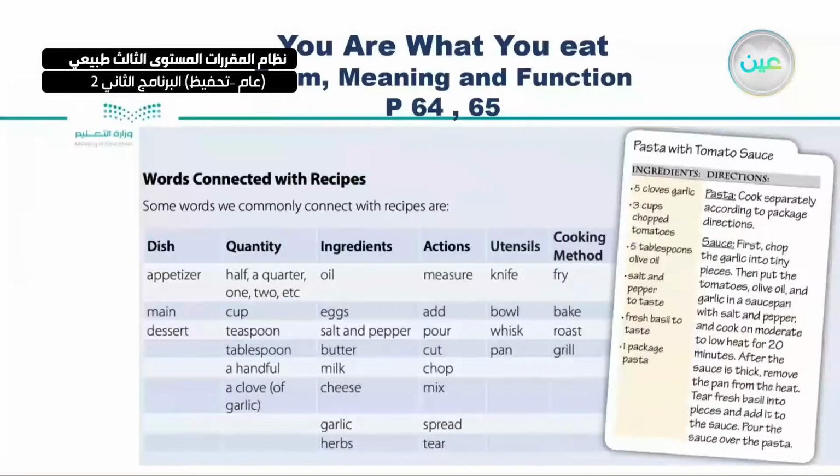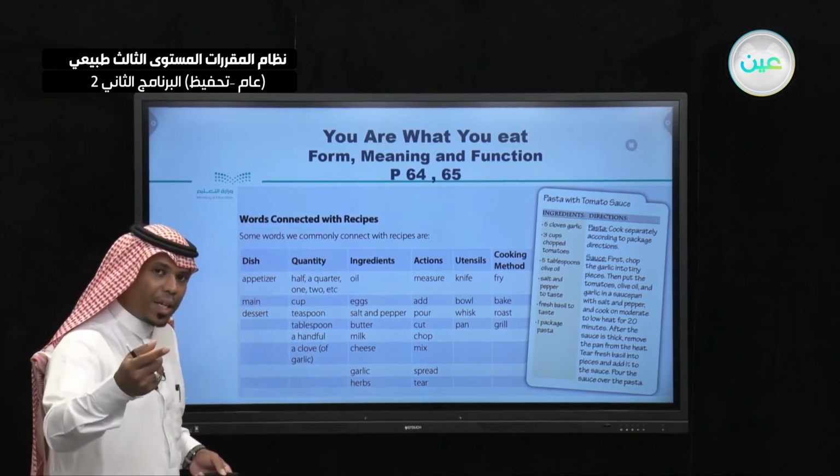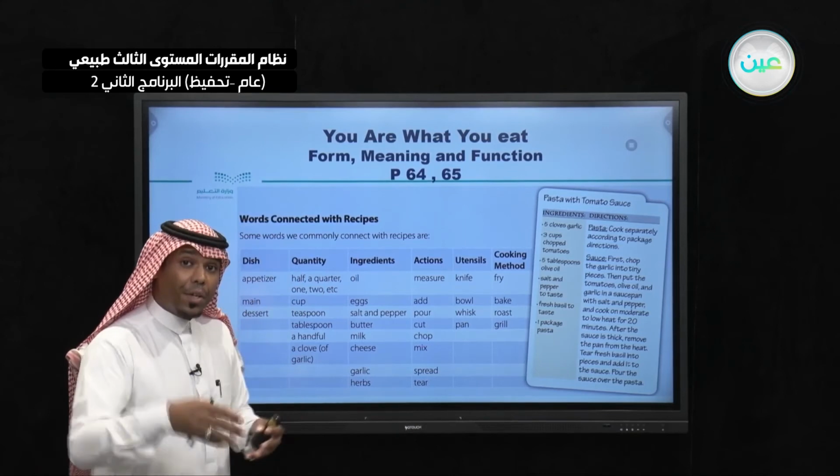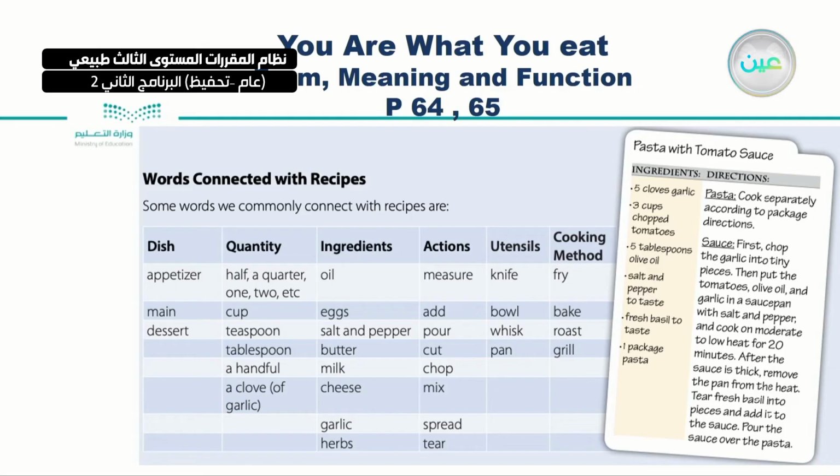Let's move now to the second point of our lesson today, which is words connected with recipes. Do you have some kind of recipes of your own? Very good, because if you do, today inshallah we will learn some words that might help you in preparing your recipes. Okay, look here at the chart, or at the table. Some words we commonly connect with recipes are, first, the dish, okay, or something like that. Quantity, okay, the quantity. Also, ingredients: oil, for example, eggs, salt, pepper, butter, milk, cheese, garlic, and herbs.